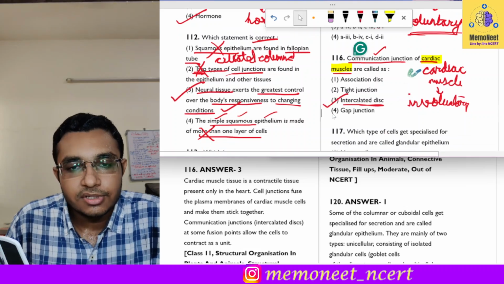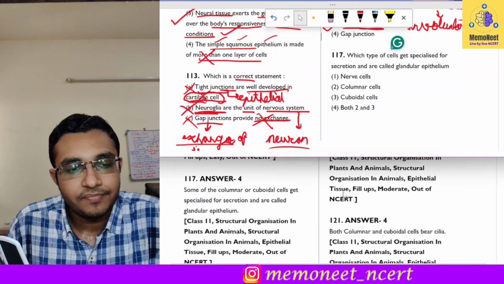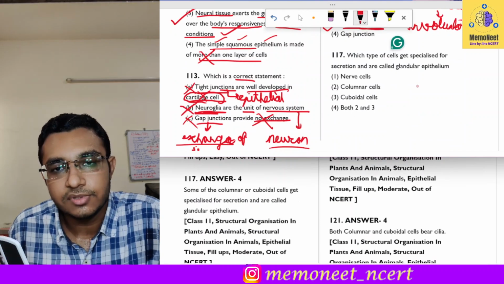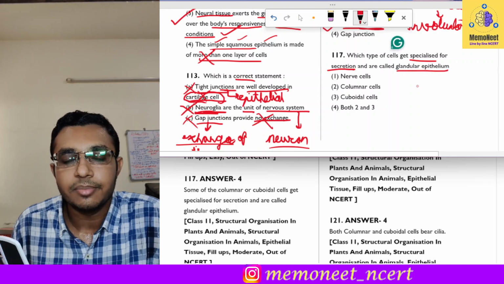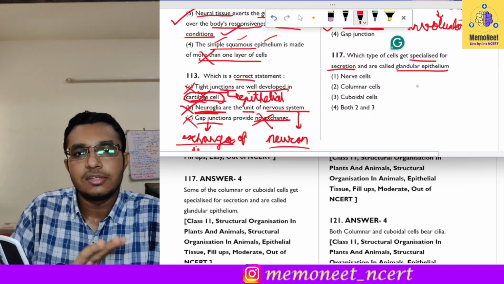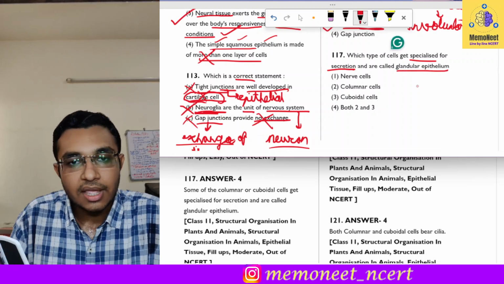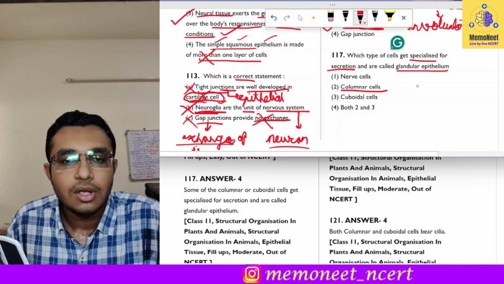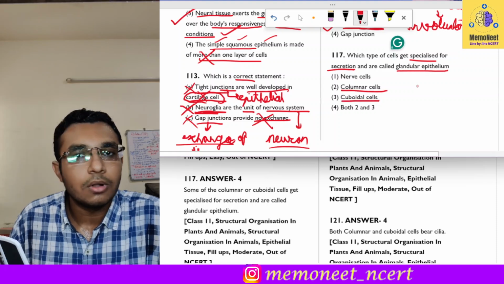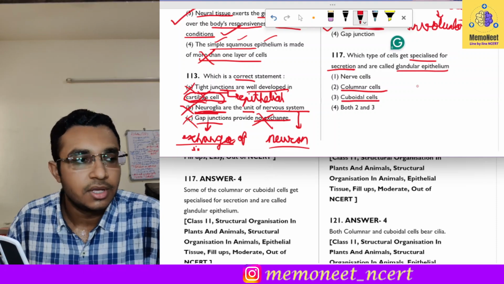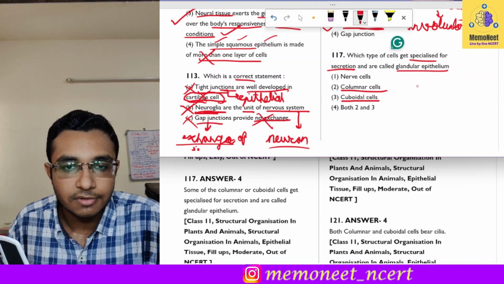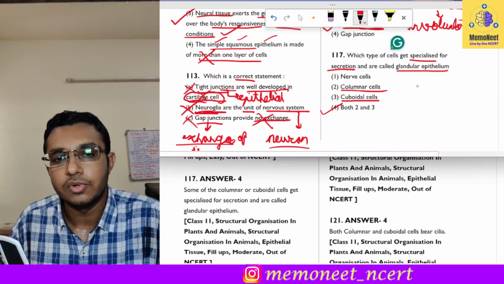The next question is question number 117, and it states that which type of cells get specialized for secretion and are called glandular epithelium. So the cells which get specialized for secretion, they can be some columnar cells or some cuboidal cells also specialize into secretion and they are called glandular epithelium. Okay, so the correct answer of this question will be option 4, that is both 2 and 3.